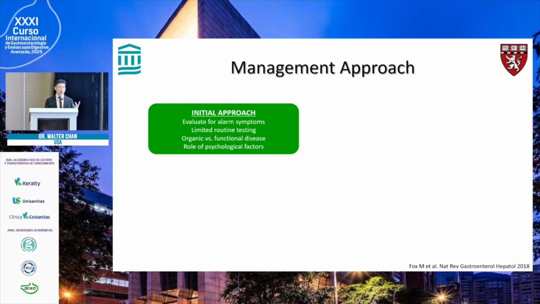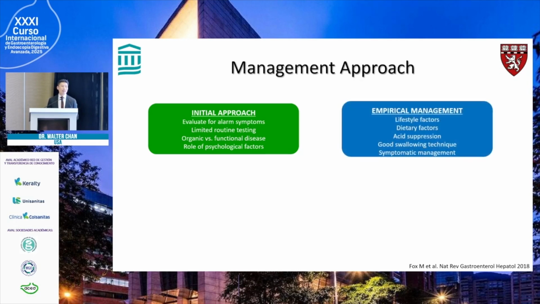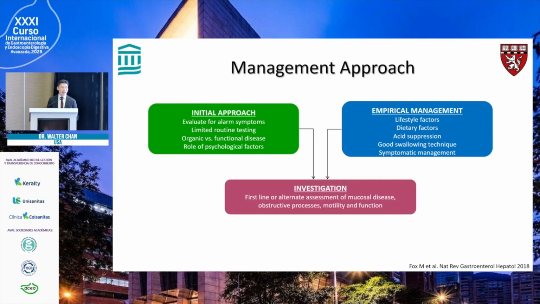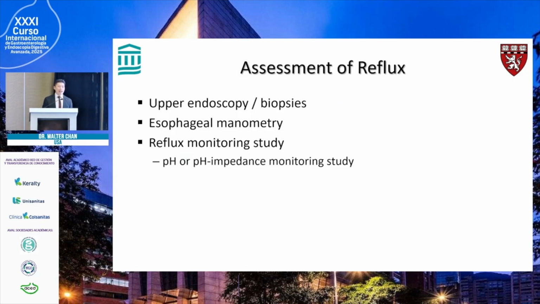A lot of times, by symptom itself, you can identify patients who are more likely to have functional symptoms. Think about the clinical features that we just talked about between organic and functional disorders, and whether or not they have underlying psychological factors. You can also think about empiric conservative management, like lifestyle and dietary interventions, maybe an empiric trial of acid suppression. If they still have symptoms, or if they have alarming features, then you can think about doing more investigations. And how do we investigate it?